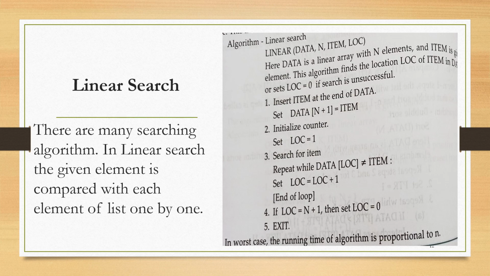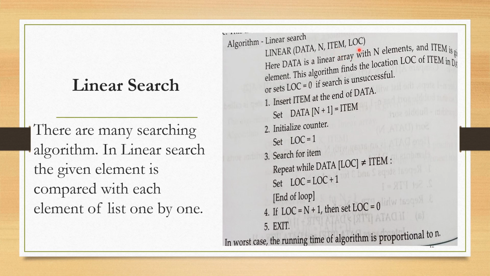There are many searching algorithms. In linear search, the given element is compared with each element of the list one by one. Okay, this is the algorithm for that. Here data is a linear array with n elements. This is your program. Then this is a linear searching. Data is the linear array. N is the length of the array. Item means the item you are searching for.